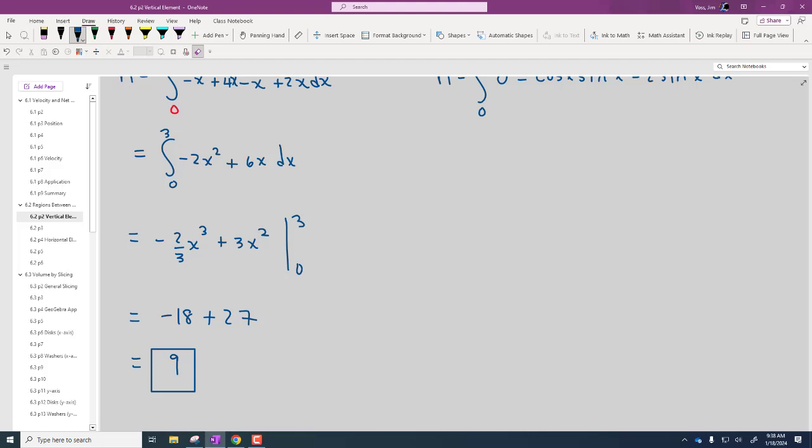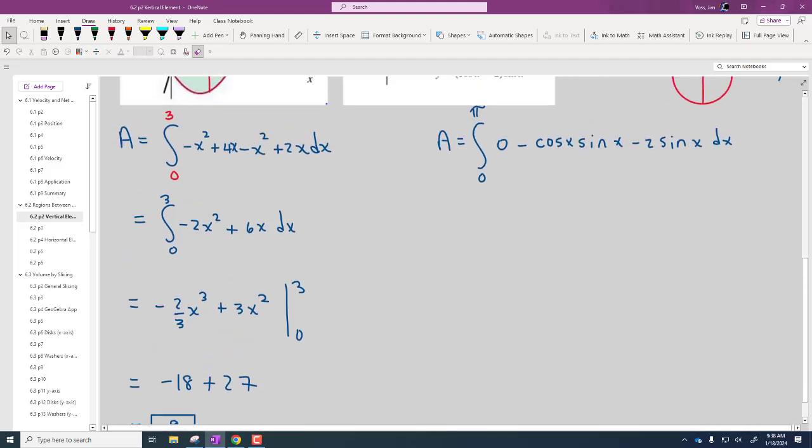Okay, any questions on that? Power rule, substitute, take the difference. Now we pop over here. All right. So let's just be very, very slow and methodical about this.